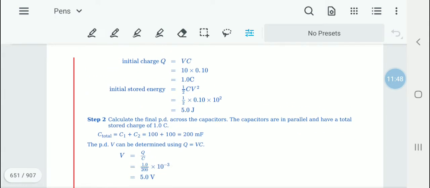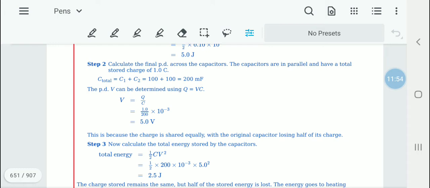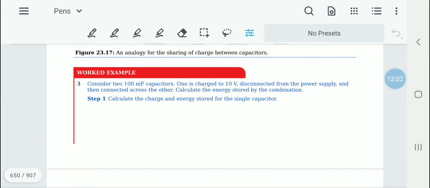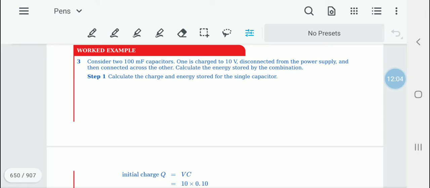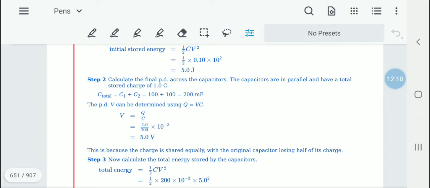We found the charge to be 1 coulomb. 1 over 200 into 10 to the power minus 3 gives us 5 volts, because the charge is shared equally. So as a result, what has happened is the charge that it had earlier, 10 volts charge, is shared between the two as 5 volts.